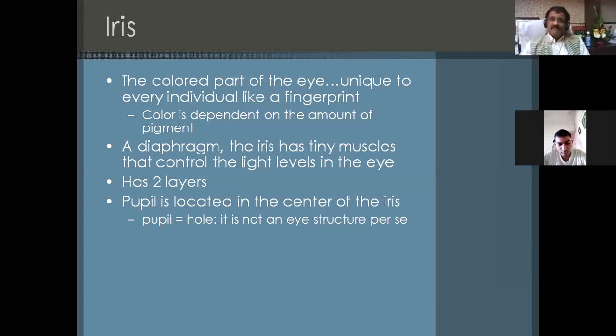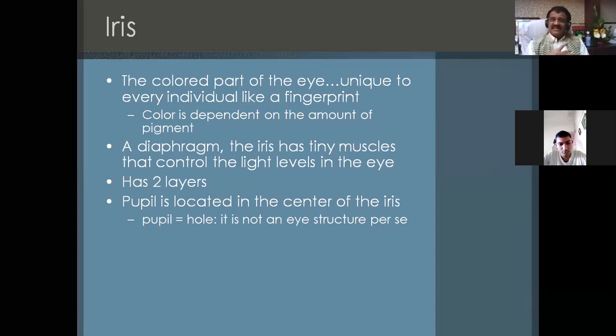The colored part of the eye, and it is unique to every individual like a fingerprint. Plus, even if the color is the same in everybody, the fingerprint of the iris doesn't match with any other person in the world. So it is required for individualization, just like DNA fingerprint. Color is dependent on the amount of pigment present in it. Color is one thing and fingerprint is another thing. Both are significant things which are present in the iris.